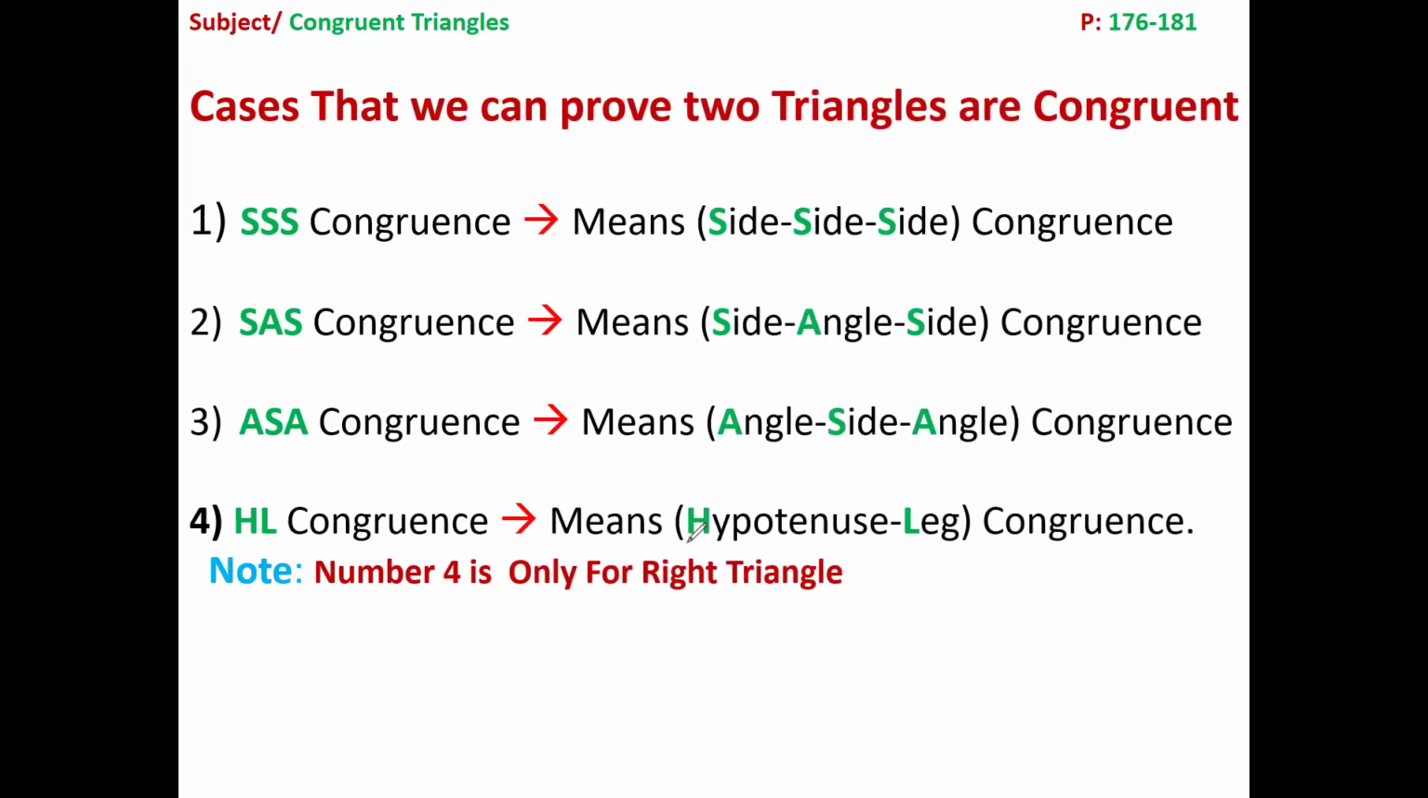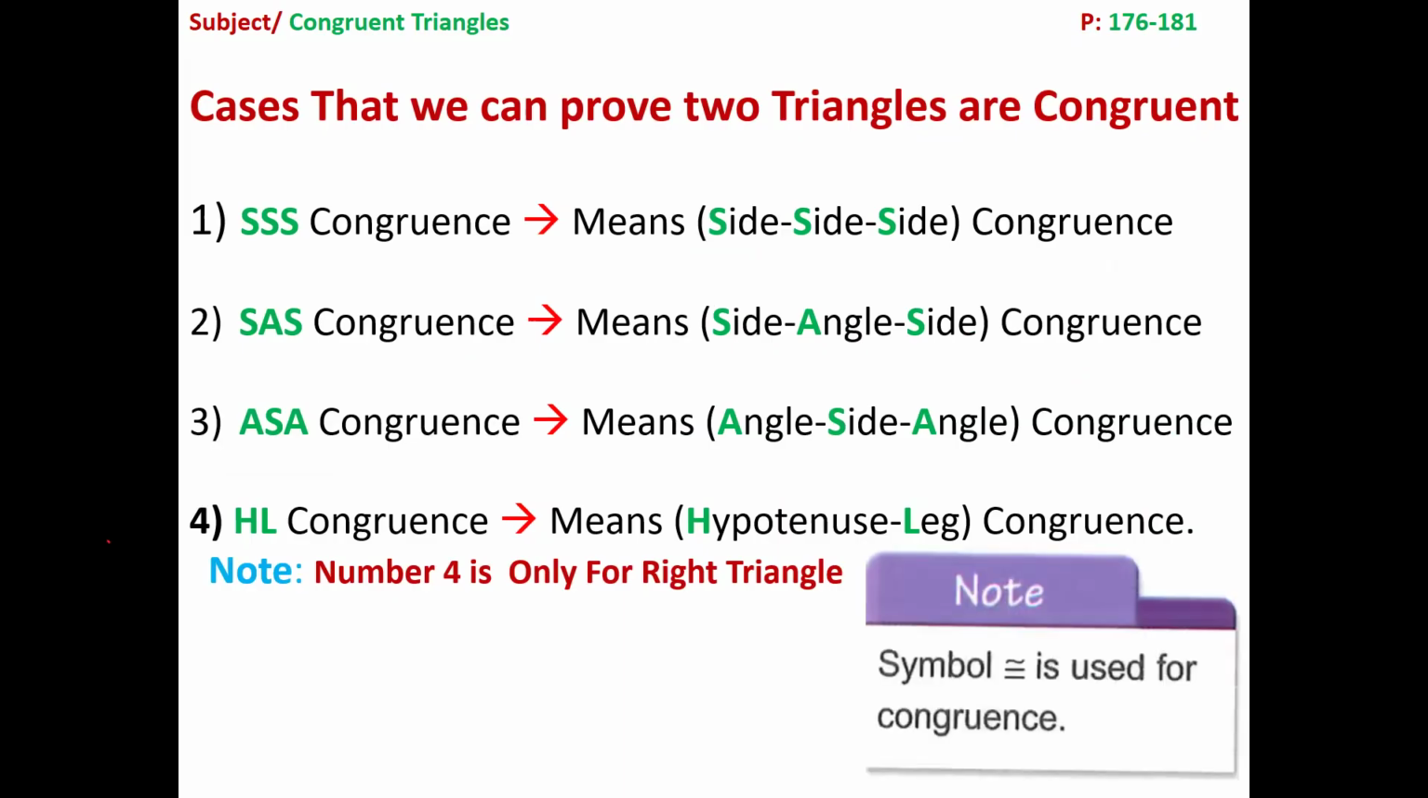By 4 rules. What are they? The first one is called side-side-side. The second one is called side-angle-side. The third one is called angle-side-angle. Then the last one is called HL, which is hypotenuse and one of the legs congruent. The fourth one is always used when we have a right angle. And we already know what this sign means.